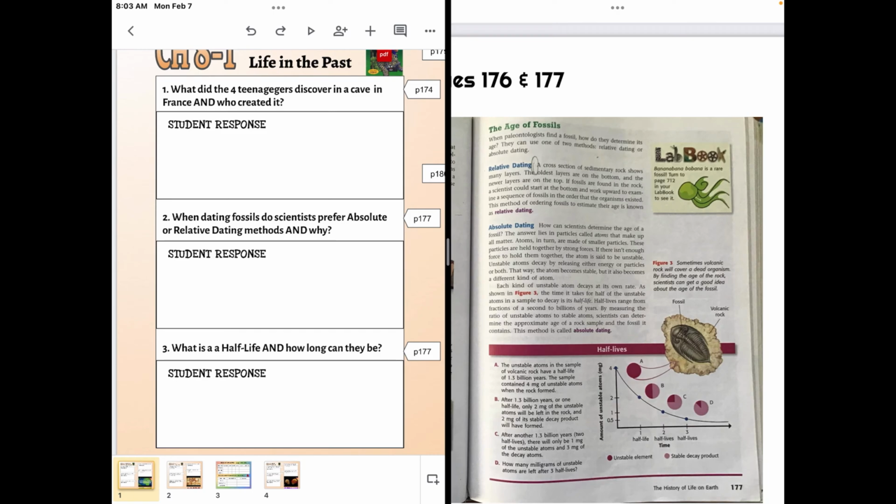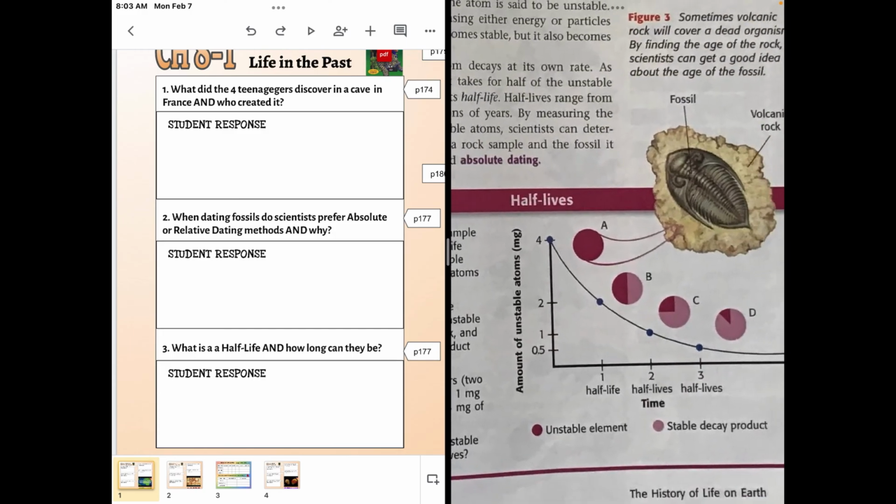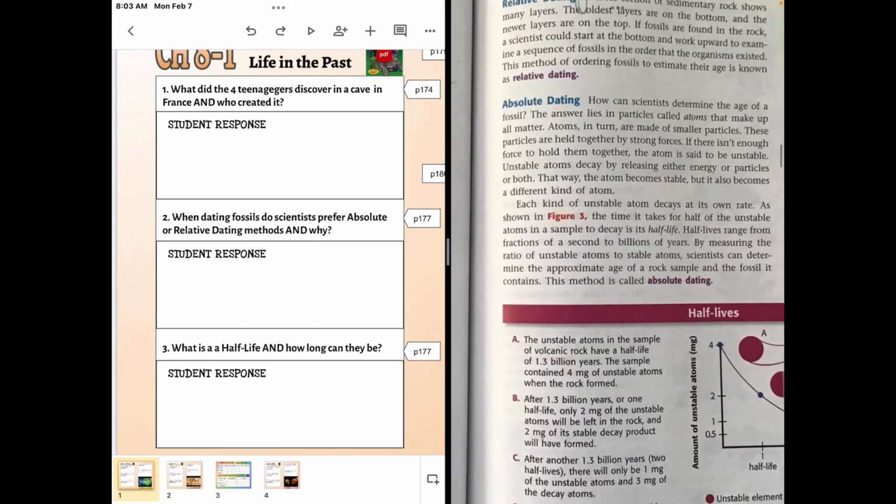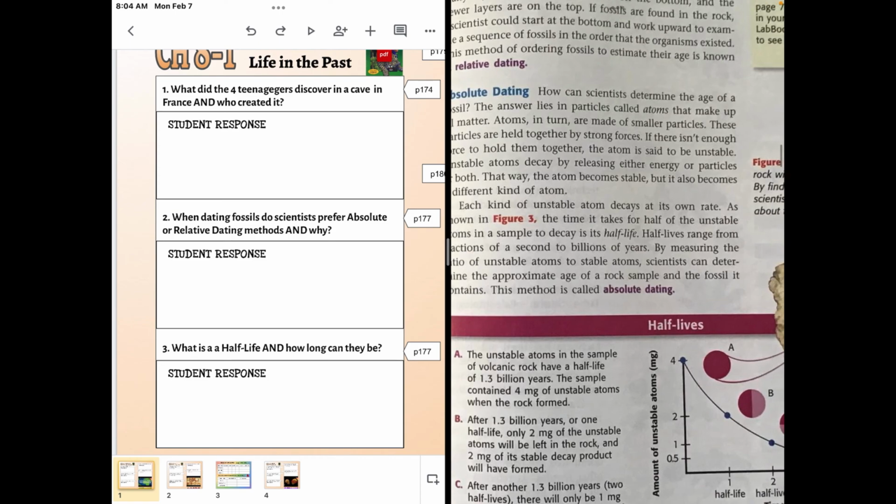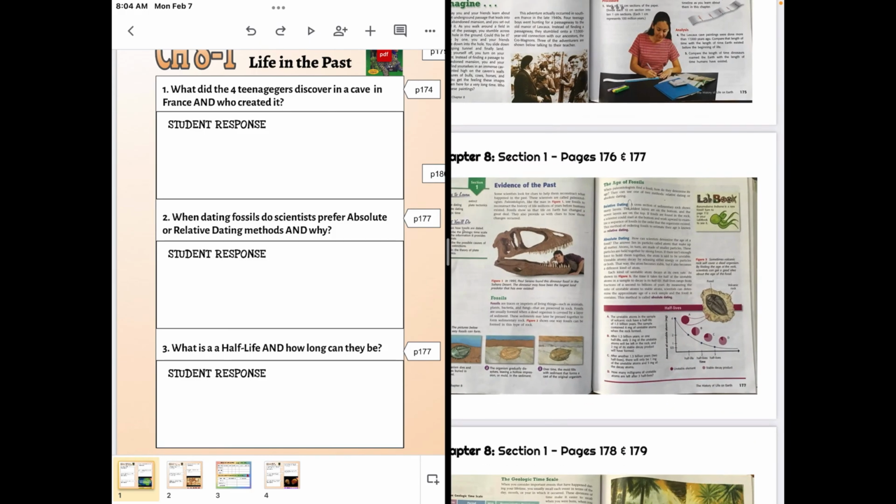Now, as far as a half-life, it is something that occurs for relative dating. So there's a mini experiment we're going to do Tuesday to try to show that. And so half-life is in here in italics. And they can last an interesting amount of time. So that's 1, 2, and 3 right there.